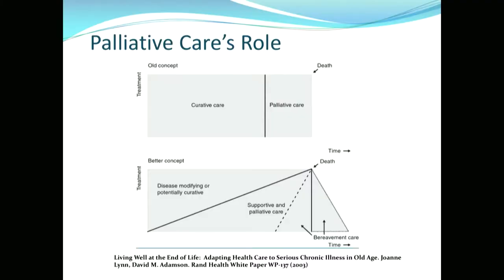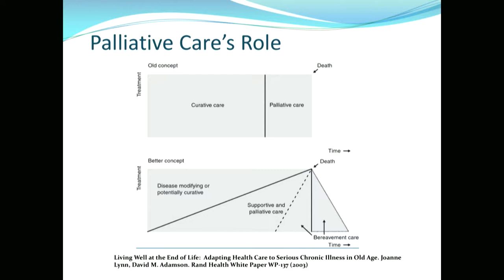So above is the old concept, and the x-axis is time, and the y-axis is treatment. You can see the top model, where the patient receives a diagnosis, and we pursue curative treatment, or treatment with curative intent. Then at some point, we decide that our curative intent treatment is either not working or the patient switches over to a more terminal type of illness, and then palliative care gets involved until the time of death.